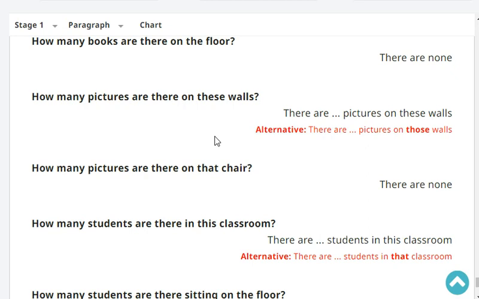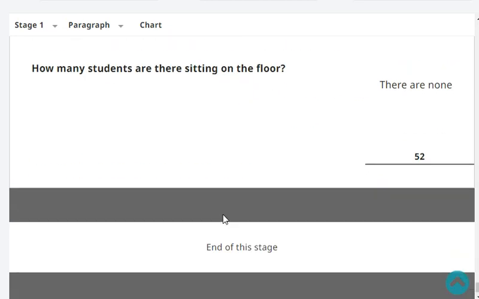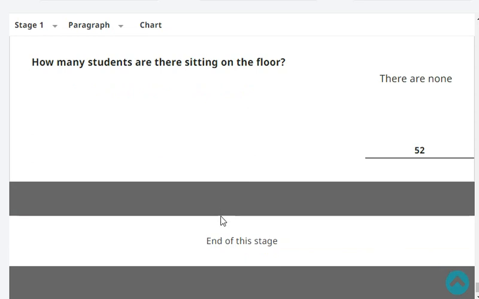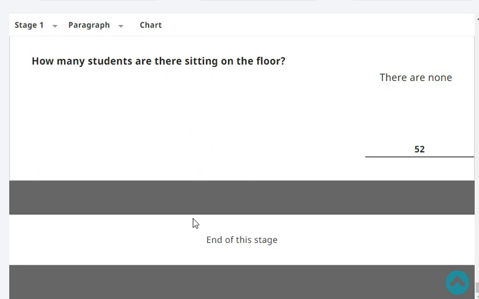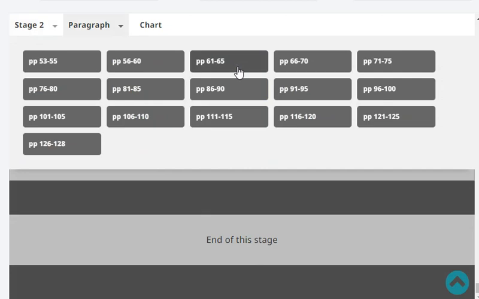How many pictures are there on those walls? There are two pictures on those walls. How many students are there in this classroom? There's one student in that classroom. Very good. How many students are there sitting on the floor? There are none. Very good. Okay, so that's the end of stage one, full stage revision.